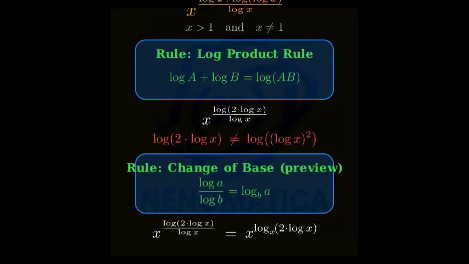Now, with the exponent written as log base x of 2 times log x, we can use the fundamental identity a to the log base a of b equals b.